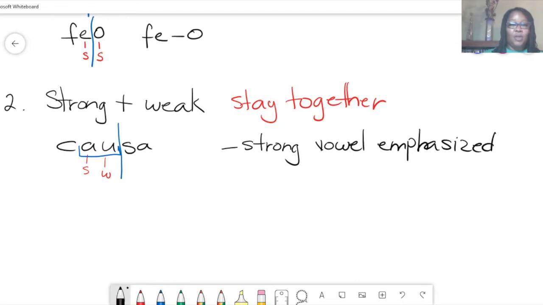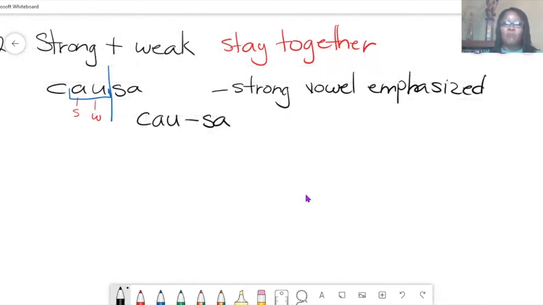And so you end up with causa, causa. Now I know the temptation in English is to say "causa" because, well, like in the word "because," that AU sound gives us that sound. But in Spanish, it is not so. So in this case, we are saying causa, not "caw," but "cow." Okay? Let's do another example.